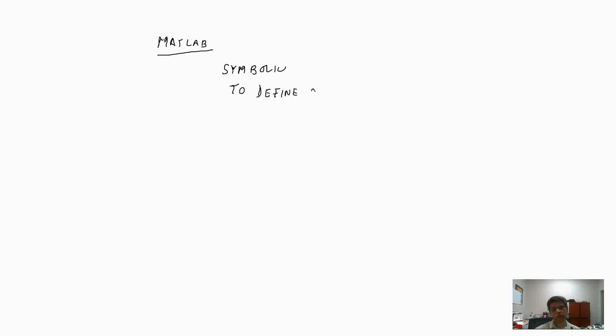In the frequency domain, as you could see from the function, we had G of s equal to 1 over s plus 2. So the only variable or symbol that we need to define is s. So we need to define s. How do we do this in MATLAB?